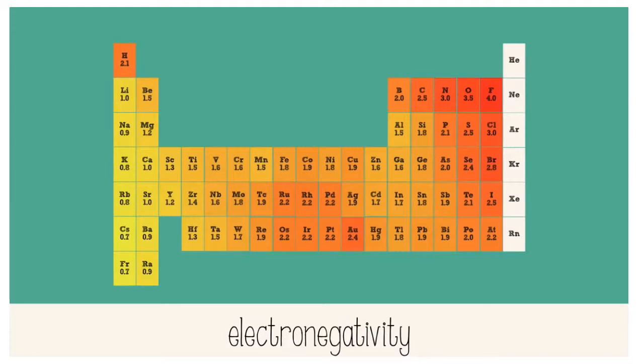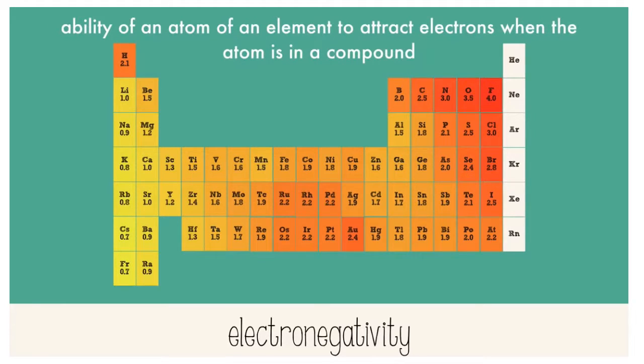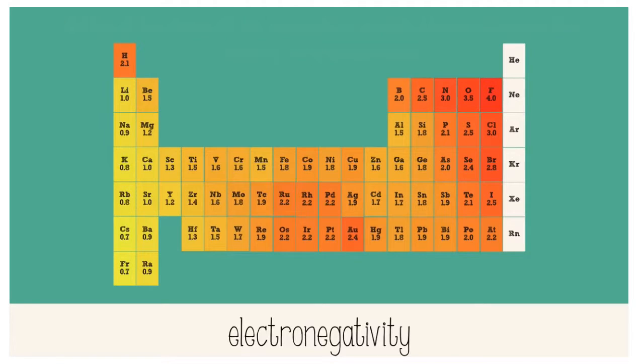I really can't express how wonderful and useful the periodic table is, especially this pretty one that lists the electronegativities of most of the elements. Electronegativity is the ability of an atom of an element to attract electrons when the atom is in a compound. The higher number means that they have a higher affinity for electrons, and the electrons will spend more time near that element.